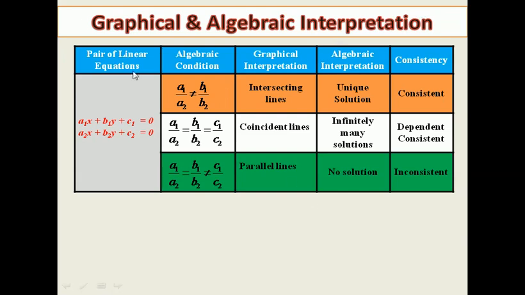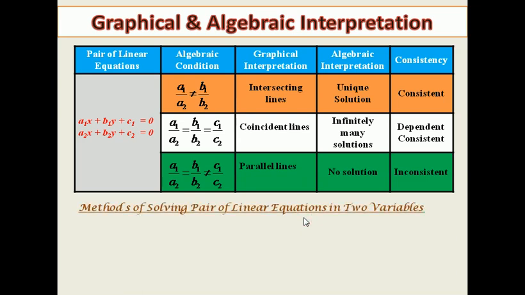In these equations, if a1 by a2 is equal to b1 by b2 is equal to c1 by c2, then the lines are coincident lines, they have infinitely many solutions, hence they are dependent consistent equations. If the condition a1 by a2 is equal to b1 by b2, which is not equal to c1 by c2, then those two linear equations are parallel lines, they have no solution, hence they are inconsistent equations.